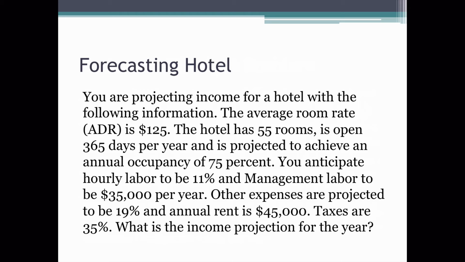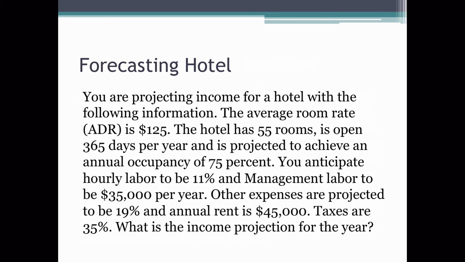So here's our hotel forecast, and we have an average room rate or ADR of $125. We have 55 rooms. We're open all year long, every day of the year. And we have an occupancy percentage, and we're hoping to achieve a 75% occupancy percentage. And then we have our costs. So that's how we calculate our revenues, with everything above the 75%.